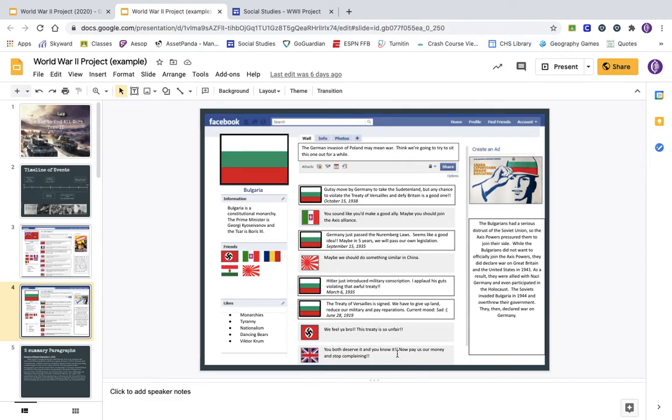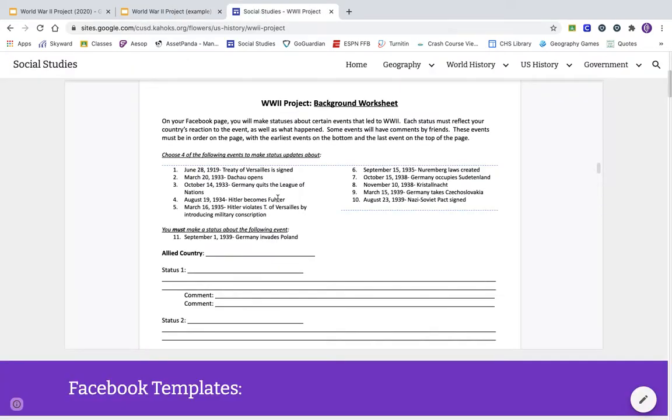So they were obviously on the other side of the Treaty of Versailles, as we learned in the last unit. And so they would obviously not care too much about them complaining about it. So that's kind of how you're going to play it, just pick any event. You can pick any 4. They just have to be in order. If you don't do Treaty of Versailles, maybe you do Dachau first, that's fine. Then you pick like Hitler violates the Treaty of Versailles. If you pick 2 and 5 and 7 and 8, that's the order it would go in.